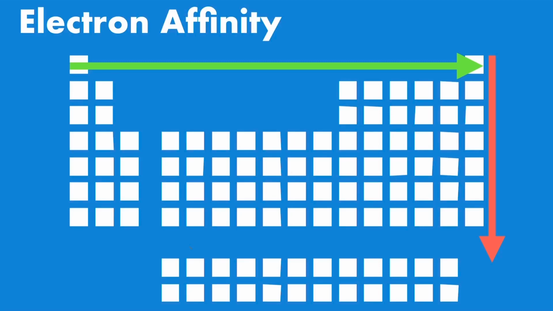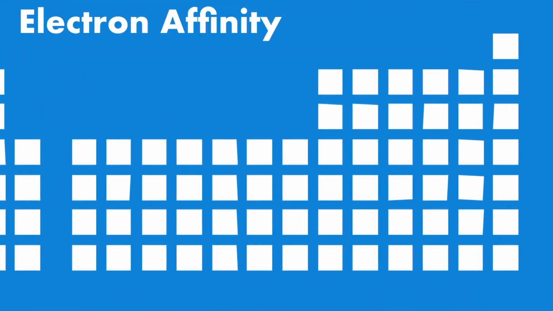Why is this? Well, we can once again link it back to atomic radii. The smaller the atomic radius, the greater the force of attraction on any nearby electrons, and so the more energy released when an electron is added. Arguably a bit hand-wavy, but it's all you need to know for now.